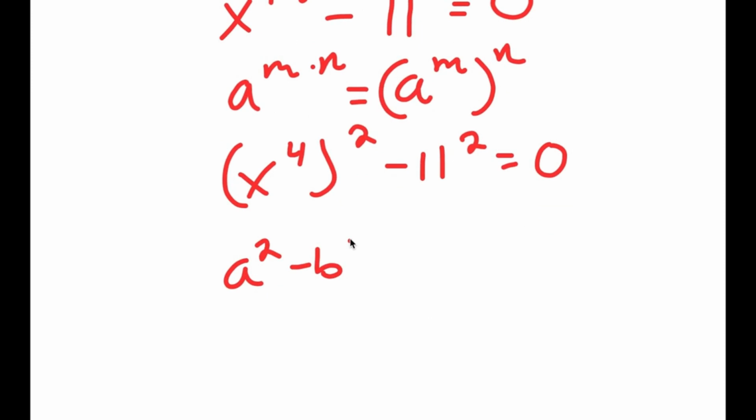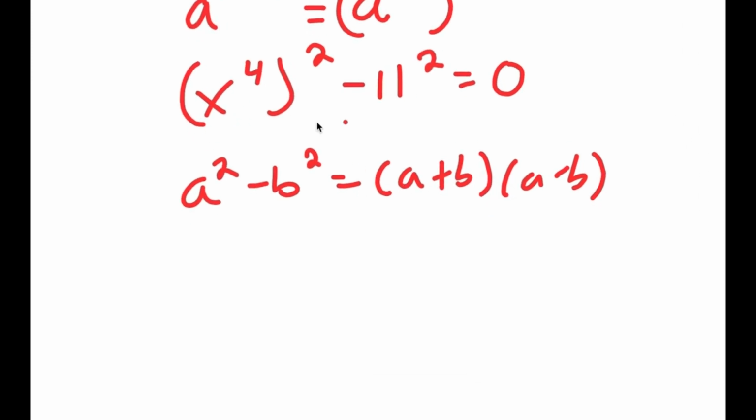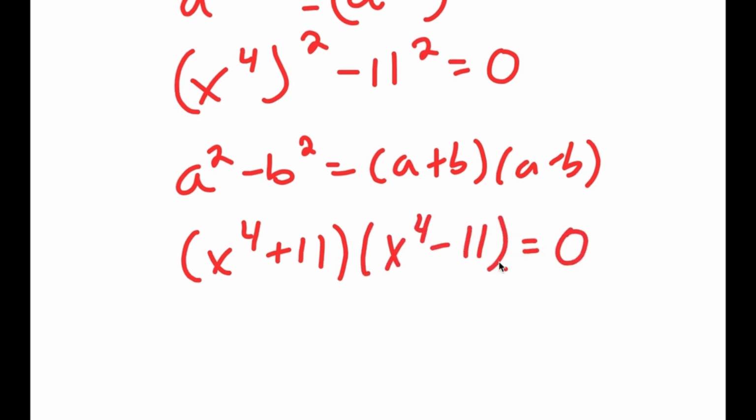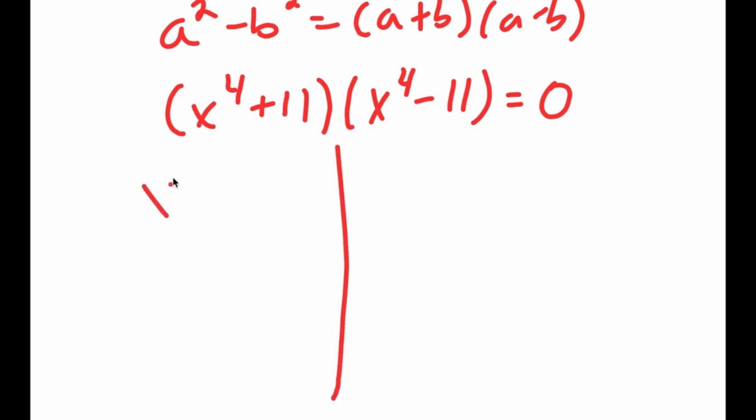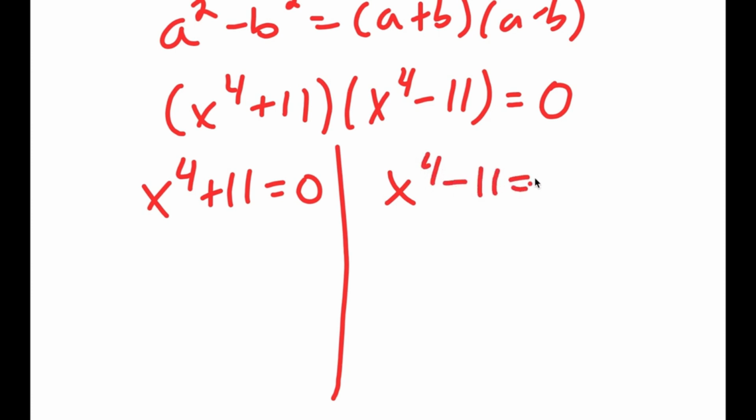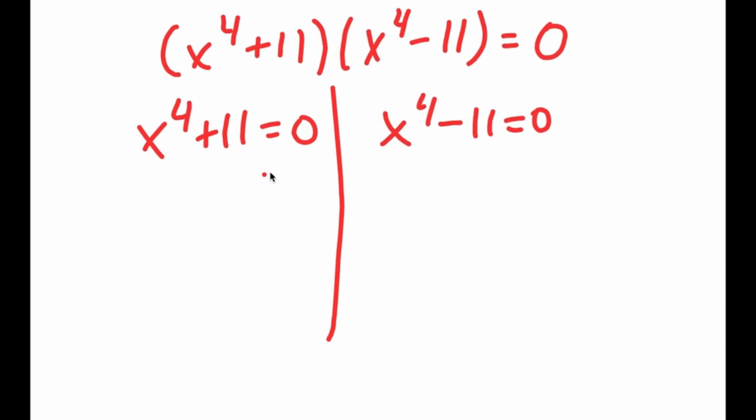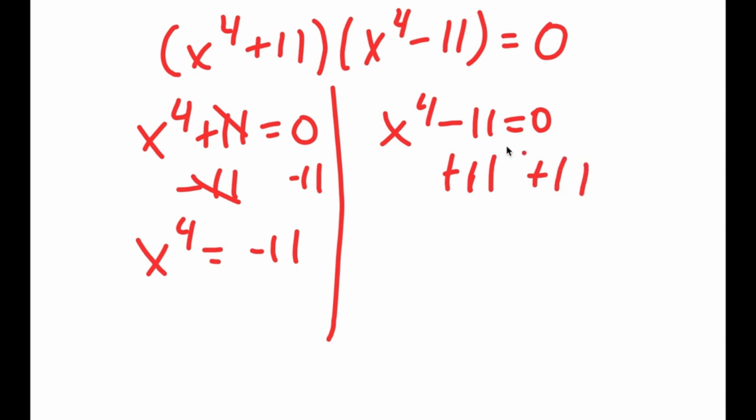Now if I have something in the form a squared minus b squared, this is equal to a plus b times a minus b. So in this case, this is going to equal x to the power of 4 plus 11 times x to the power of 4 minus 11 is equal to 0. Now this is going to equal x to the power of 4 plus 11 equals 0, and x to the power of 4 minus 11 equals 0. So for x to the power of 4 plus 11 equals 0, I subtract 11 on both sides, and I get x to the power of 4 is equal to negative 11. And for x to the power of 4 minus 11 equals 0, I can add 11 on both sides. I get x to the power of 4 is equal to 11.